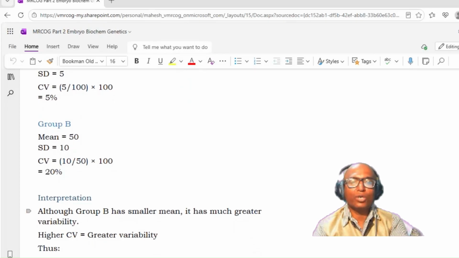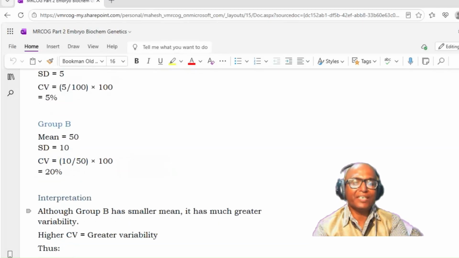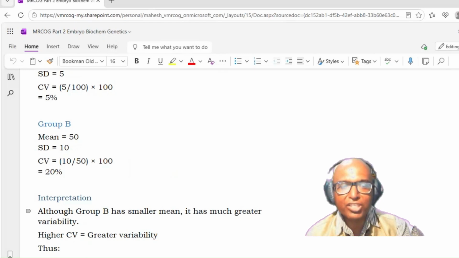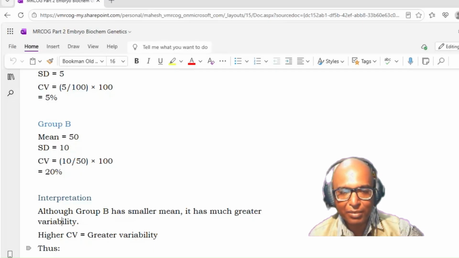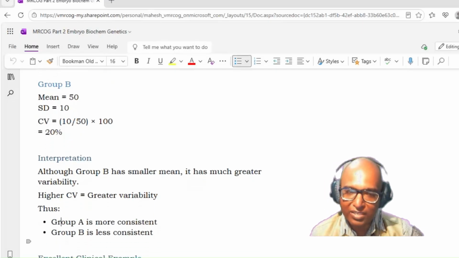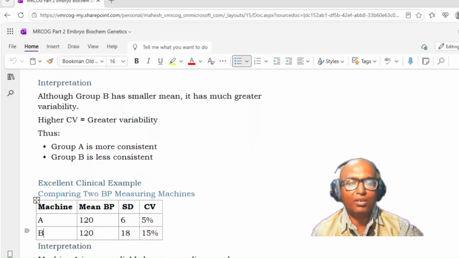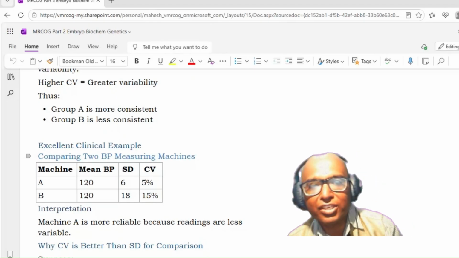Although group B has got a smaller mean, here the mean was 100 in the first sample, here mean was 50. So although group B has got a smaller mean, it has got a much greater variability because higher CV means greater variability. Thus group A is more consistent and group B is less consistent. So another example, comparing two blood pressure measuring machines.